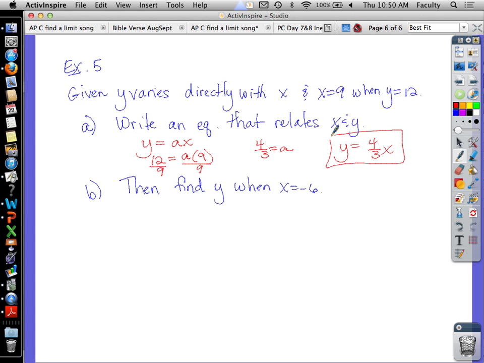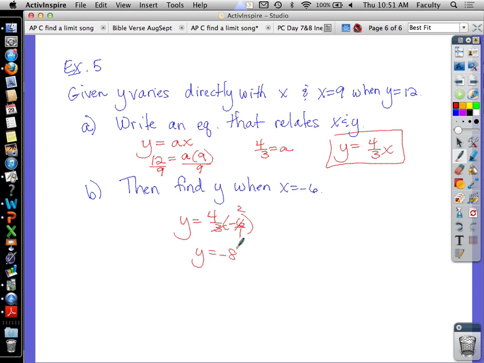So Noah, what would I do? Y equals 3/4 times -6. 4/3, you mean, right? Oh yeah. Yeah, 4/3. Okay, yeah, you're right. And then you get y equals -8. Good job.